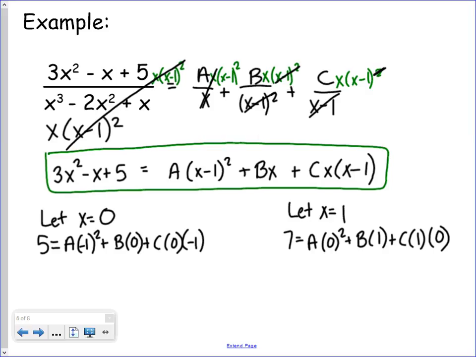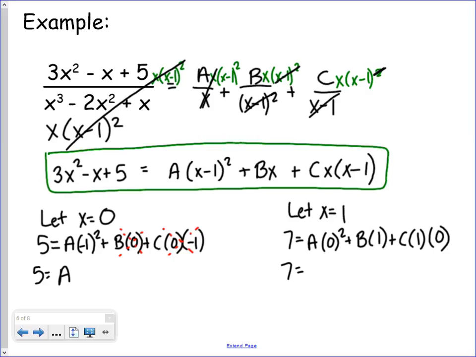Okay, so on the board, I've kind of joined up with you, and I just subbed in the value for x. So on the left side there, if I plug in 0 for x, the 3x squared and the minus x will cancel out, and I'll just have 5. And then I have whatever is in those linear factors, and I sub in the value for 0. So this leaves me with something like 5 equals negative 1 squared will be a plus 1 times a, so a, plus b times 0 plus c times 0 times negative 1, that's all going to be 0, so I now have a, correct?